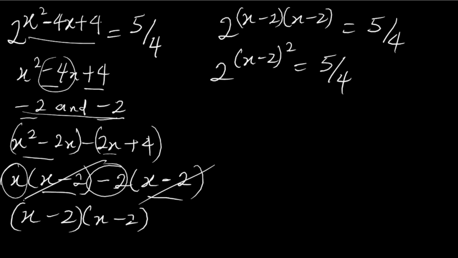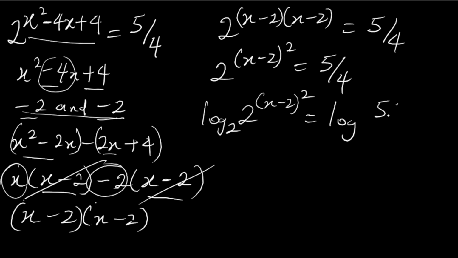Now, what do you think we can do here? Of course, we can take the log of both sides. We're looking for the value of x, which is at the top of 2, so taking the log of both sides will actually help us. But we're advising to take the log base 2 of both sides so that things can cancel out. That is, we're having log base 2 of 2 raised to the power of x minus 2 squared, being equal to log 5 over 4 base 2.